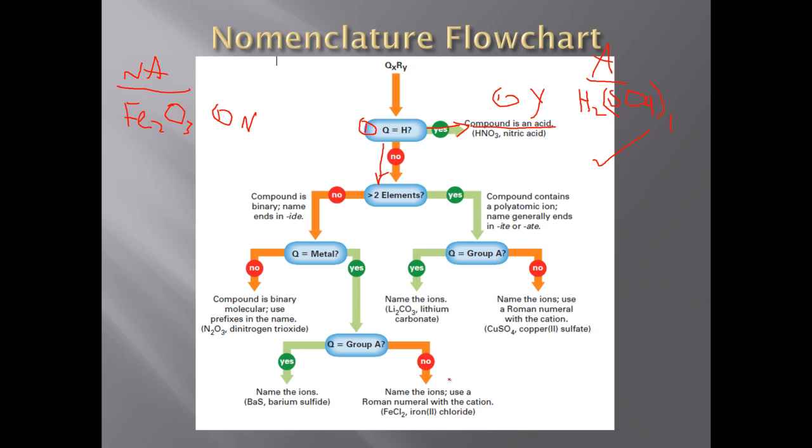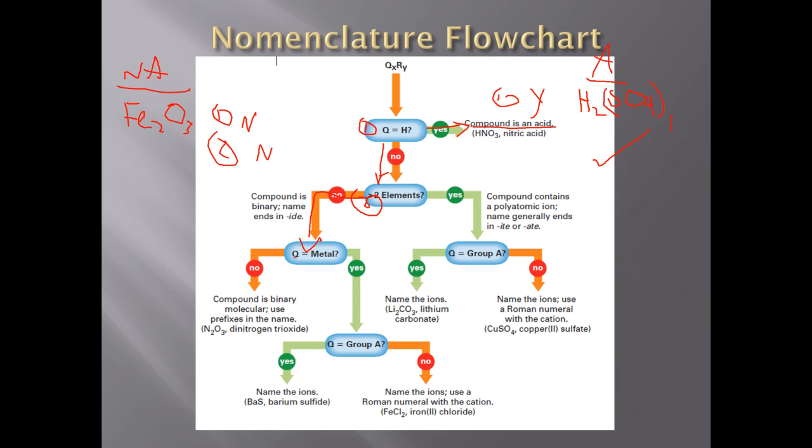Now we need to go through the rest of your rules. So iron and oxygen, hopefully you know it's ionic, but let's keep following through here. So is it greater than 2 elements? Iron, oxygen. So that's question number 2. And again, it's a no. Okay, so we're going to go this way.